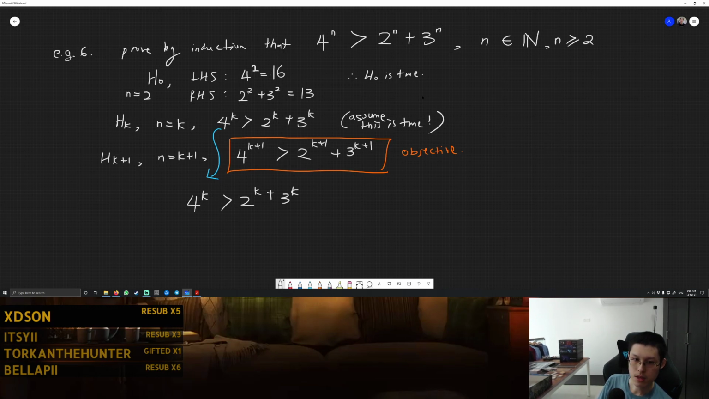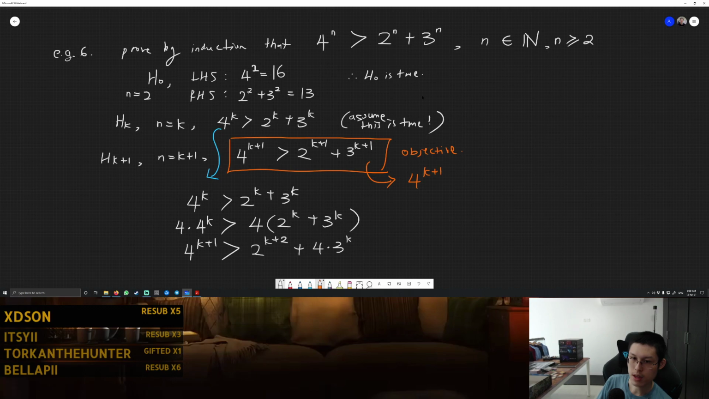And we're going to multiply both sides by 4. Which gives us 4^(k+1) here on the left, and on the right we get 2^k times 4 plus 4 times 3^k. All right, and you can see from our objective here, our objective can also be written as 2^(k+1) plus 3 times 3^k, right?